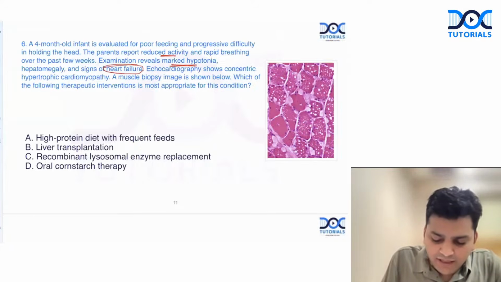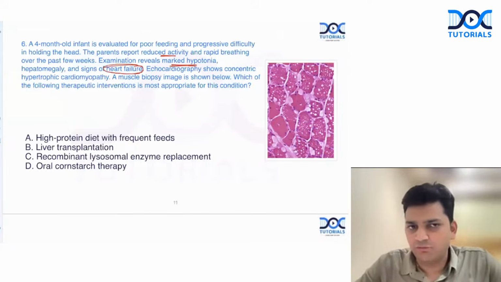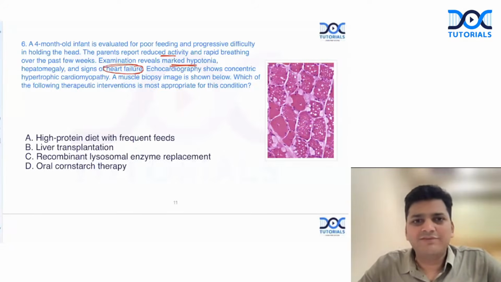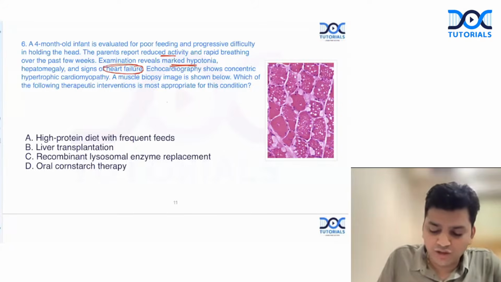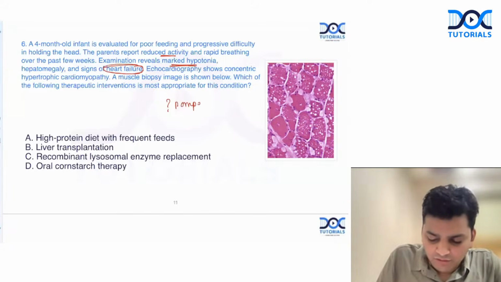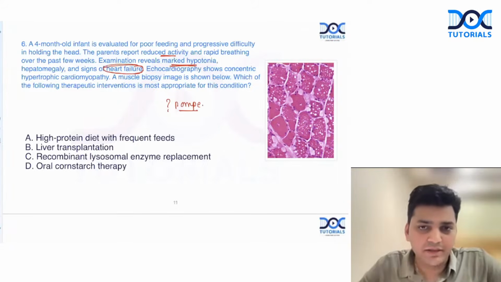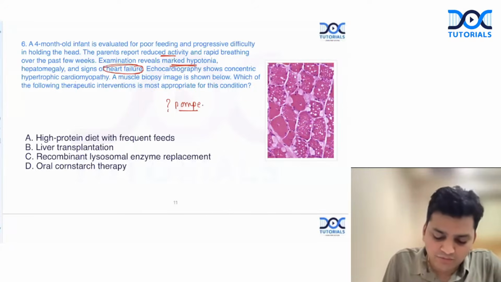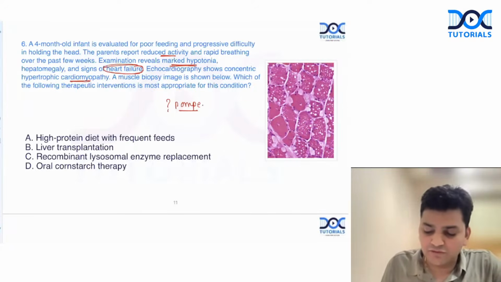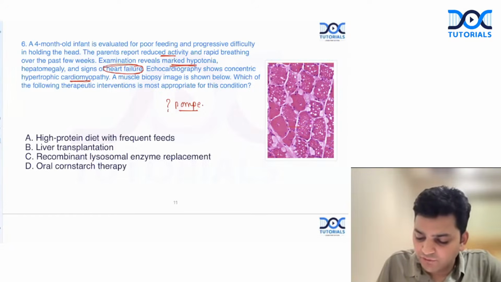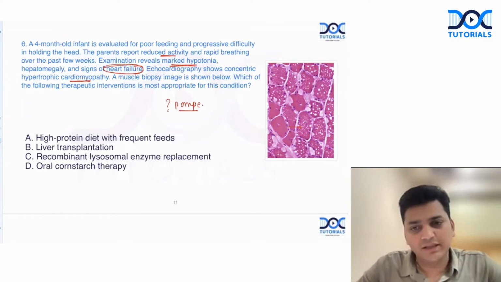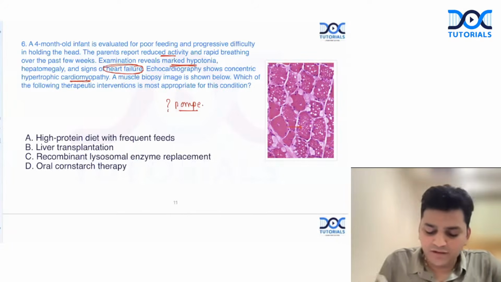I always tell my class that whenever you see a cardiac problem in a child in a biochemistry question, one of the things that should come to your mind is Pompe disease. We say that heart failure means pump failure. The moment you see pump failure in biochemistry, you should think of Pompe. Although I am not confirmed as of now, I am thinking of Pompe disease. Then they have said there was cardiomyopathy. The muscle biopsy is shown below. If you see these white things that are accumulating, these are the glycogen molecules accumulating in the muscles. What is the most appropriate therapeutic intervention?